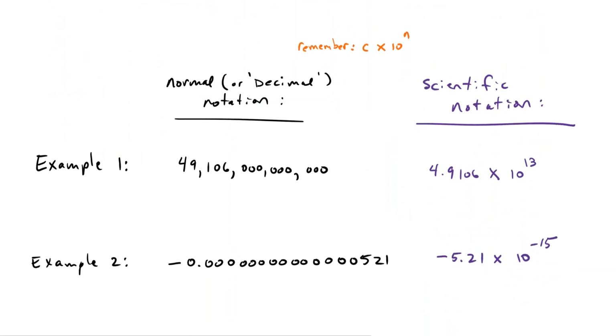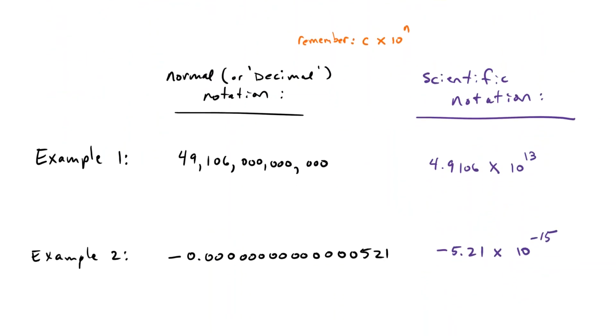So let's look at some examples of scientific notation. It sounds kind of crazy, but literally once you see a few examples, you're going to think, wow, that is really useful and is not as scary as you might think. So let's take example 1. And we have a very large number here. We have 9 zeros. So we have 49106, and then we have 9 zeros following that. So it's kind of a big number.